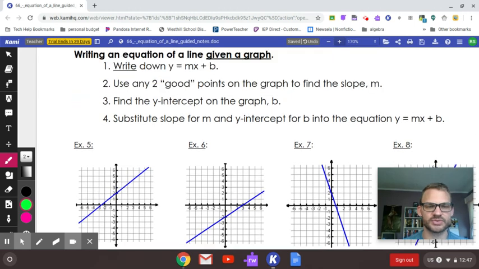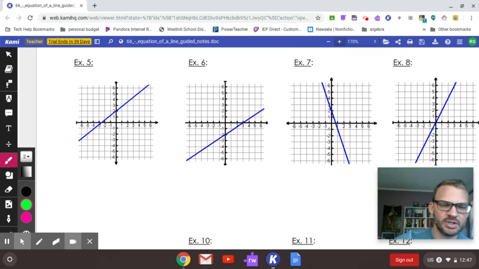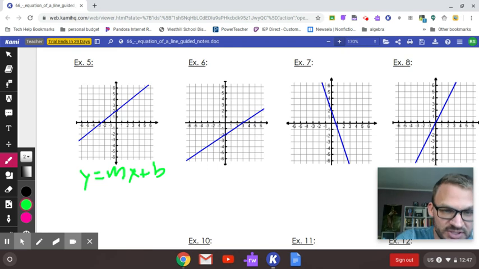So what we want to do is we're still going to do our y equals mx plus b. We know what our y-intercept is. We're going to count out our slope, and then we can write down our equation. So we know that we're going to have y equals mx plus b.